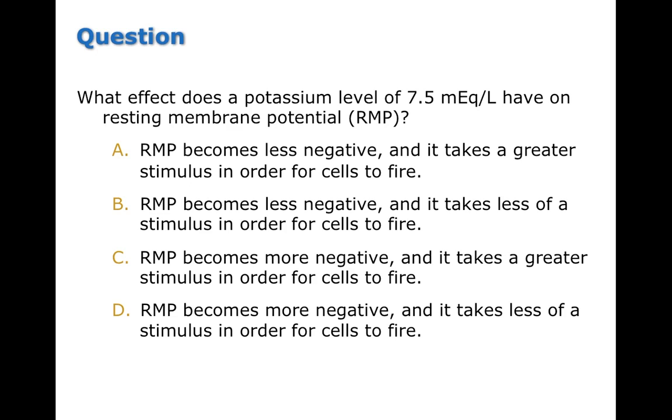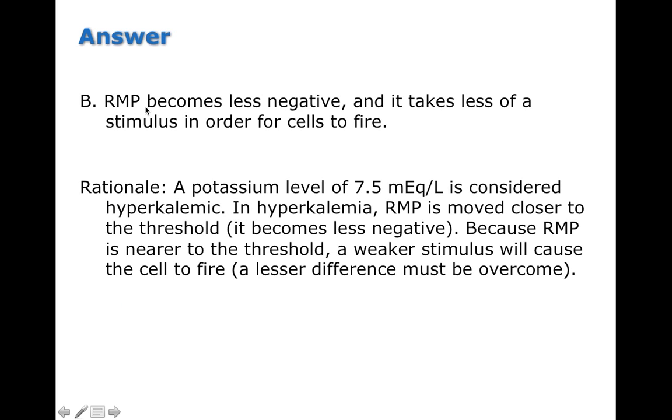So this question says, what effect does a potassium level of 7.5 milliequivalents per liter have on resting membrane potential? Well, if you remember going back to the normal values, we said that normally it was between 3 and 5 or so milliequivalents per liter. So if it's above that, this would be considered hyperkalemia. And if you remember, hyperkalemia makes your resting membrane potential more positive, so it's closer to action potential threshold. So the answer here is that resting membrane potential becomes less negative or more positive, which means it takes less of a stimulus to get cells to fire. So they're going to be overly active, and in the case of hyperkalemia, you see an increase in neuromuscular excitability.